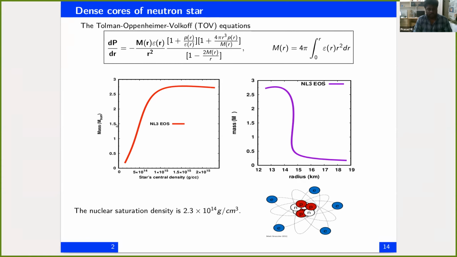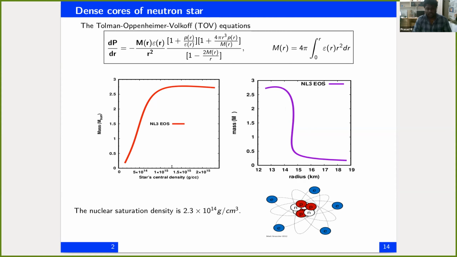For this particular equation of state, we can see a 2 solar mass star has a central density of 5 x 10^14. A 2.5 solar mass neutron star has a central density of 1 x 10^15 gram per centimeter cube. The neutron star mass versus radius is shown in this figure. A 2 solar mass neutron star has a radius of about 14 to 15 kilometers. So a 2 solar mass object is contained in just 15 kilometers.